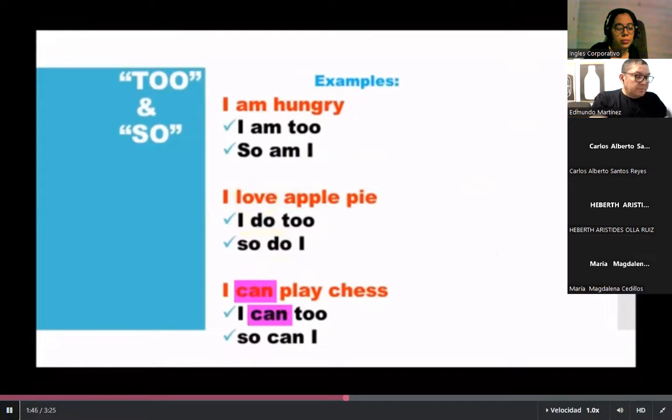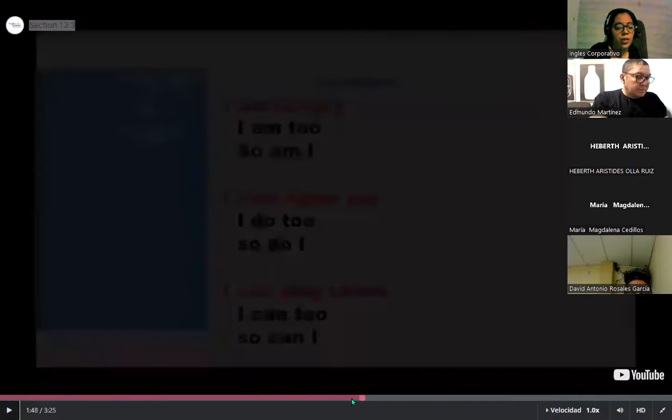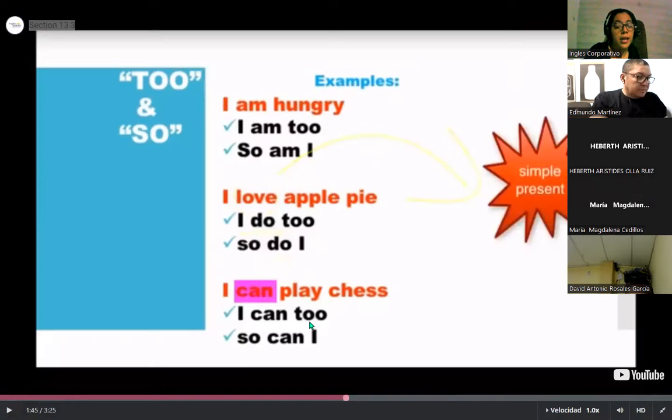I can too. So can I. In the third example, it says I can play chess. Yo le digo, I can too. Is it correct if I say I am too, or I do too? No, because the structure in this case is the subject plus the modal verb or auxiliary verb plus too. Excellent. So can I.